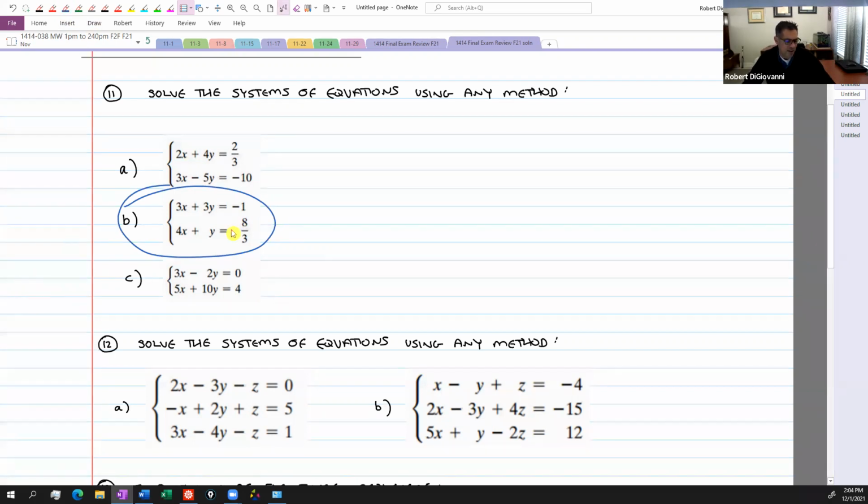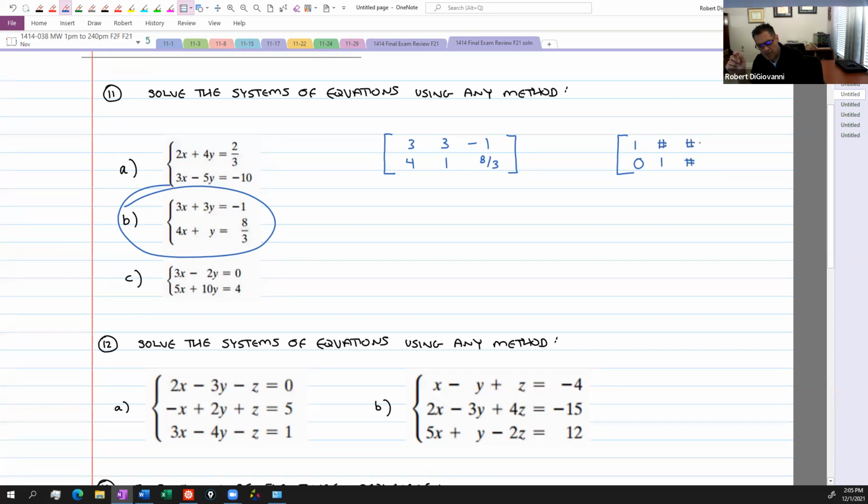So I've got to make sure that I've got all my variables on one side, that the x's are lined up with the y's, and I'm just going to write down the coefficients. So 3, 3, -1, and then here I've got 4, 1, and then 8/3. Okay, I've got a fraction, big deal. All right, my goal here is to do this. I want to get 1, 1, 0, and then I don't care what the numbers are here.